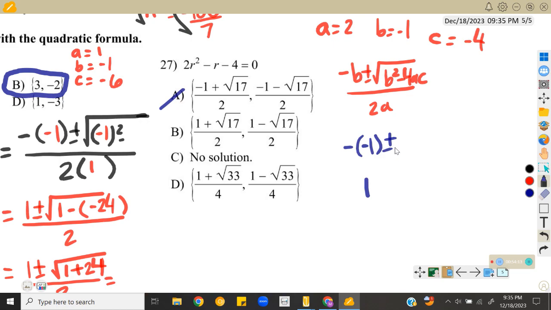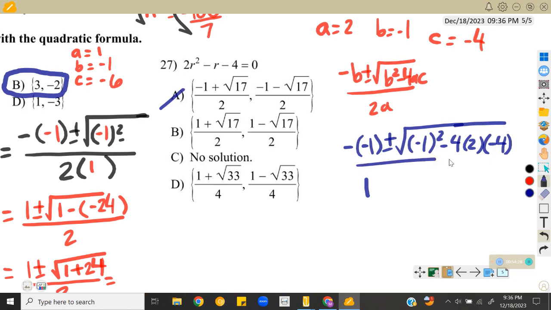Okay, well, if we keep going, we can see that, of course, we'd have to square negative 1 and then do minus 4ac. Well, a is 2 and c is negative 4. And so now we have all of this over 2 times a, and a is 2. So we could keep working and just finish this up, right? Negative 1 squared just becomes 1. And then, like I always tell you guys, put that blank parentheses there.